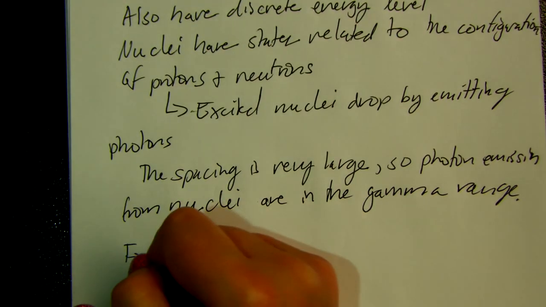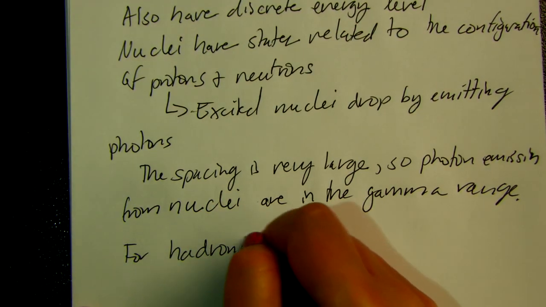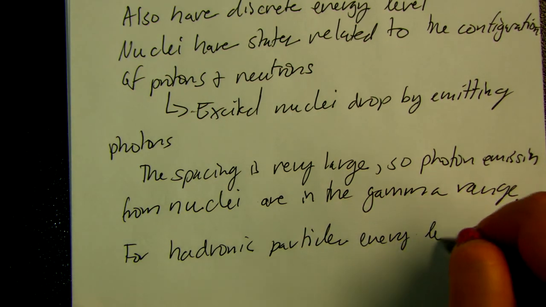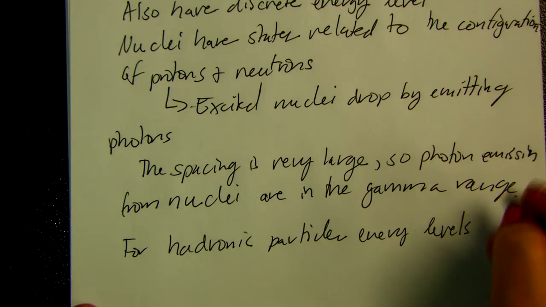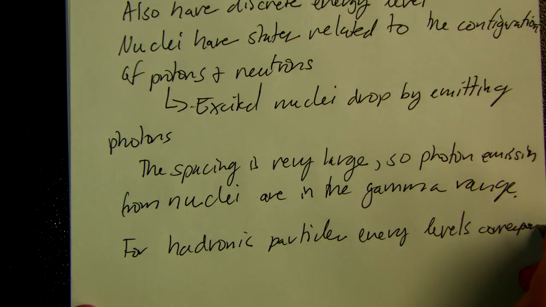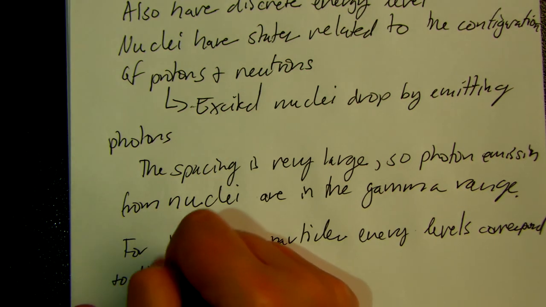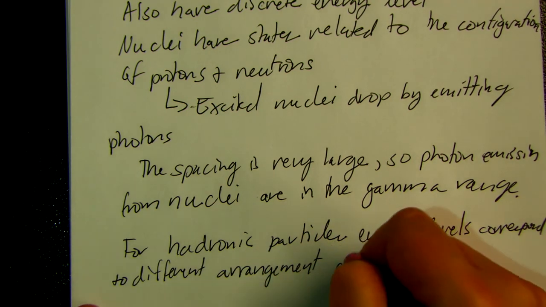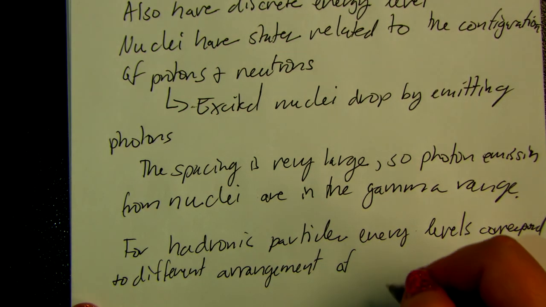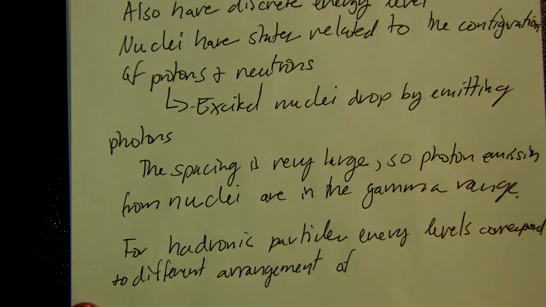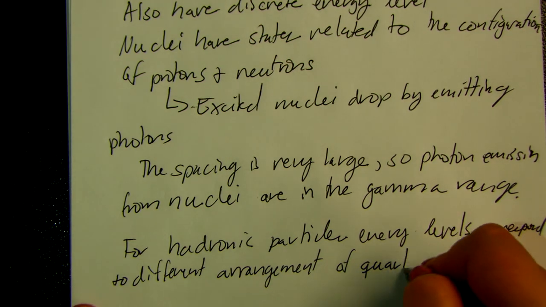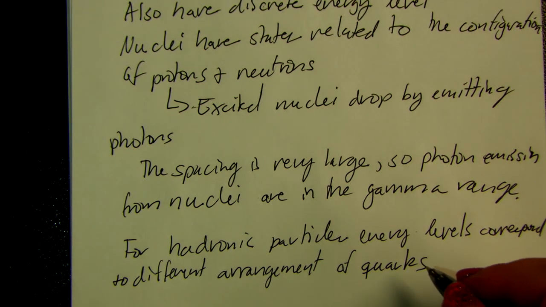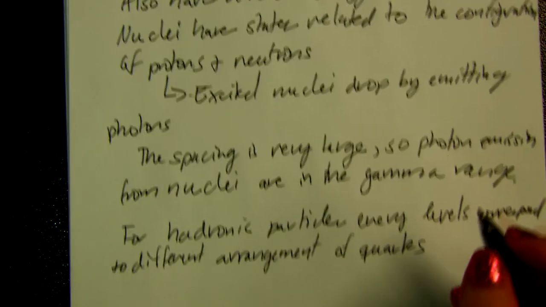For hadronic particles, energy levels correspond to different arrangements of quarks. The particles that make up neutrons and protons and tauons. So you thought you were learning fundamental particles. Oh, no. It gets crazier and cooler.